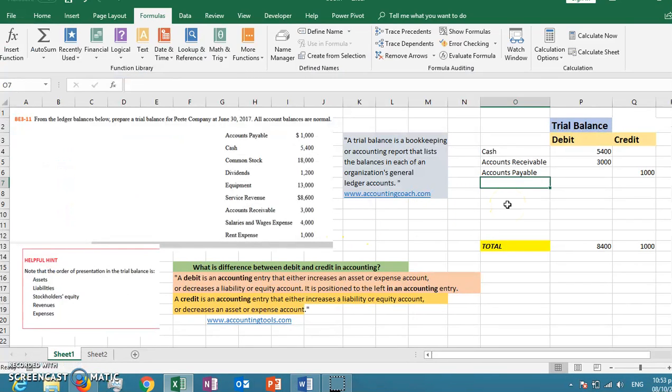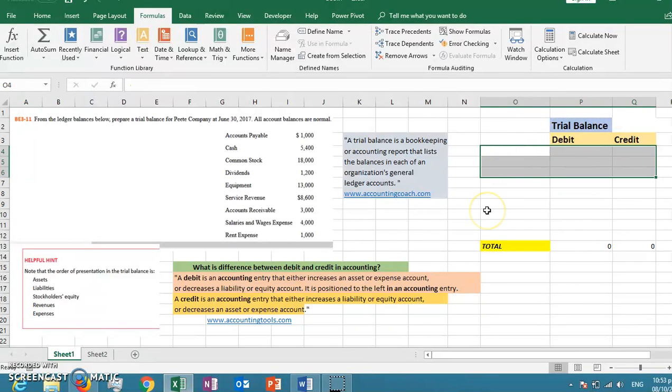Well, the other thing, as you can see, I have over here something. Let me edit it. Okay. As you can see, the trial balance is divided in two. It has a column which we call debit, and the other column is credit. So what is debit and what is credit in a trial balance?